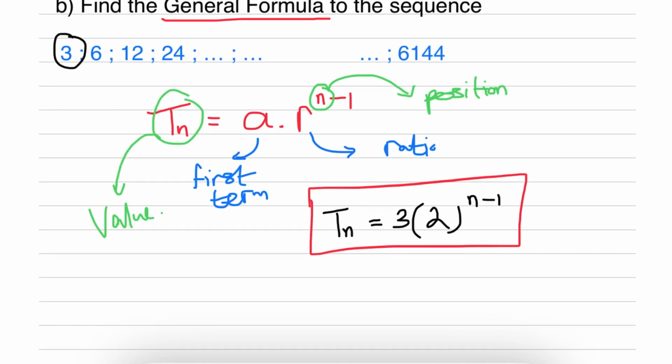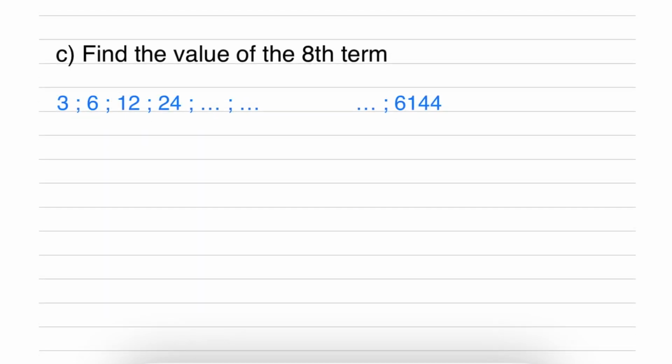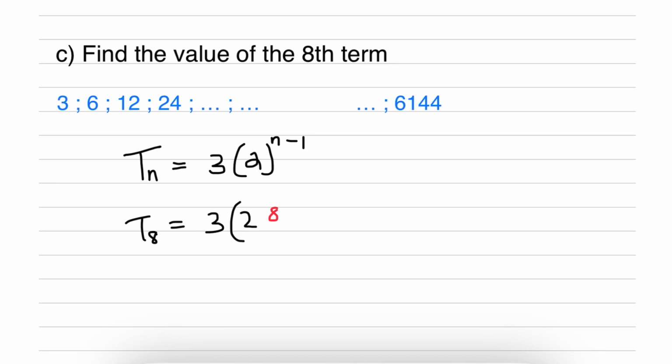Okay, moving on now to question C. This one says, find the 8th term in this pattern. Okay, so we want to start with our general formula because this formula allows us to calculate any term in this pattern. And since we are looking for the 8th term, they're giving us the position of the term, we can just substitute that for our n, and then we're going to calculate the 8th term. So 3 times 2 to the power of 8 minus 1.